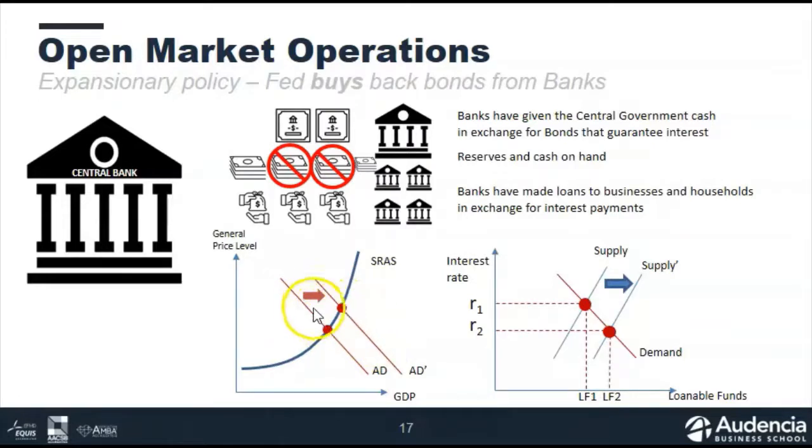And so we see demand increase, and we can see here that we've moved up to this different point, the new equilibrium, where prices are actually higher than they were before. But we've increased GDP. We've increased the equilibrium of GDP. That's expansionary monetary policy with an open market operation of buying back bonds from banks.